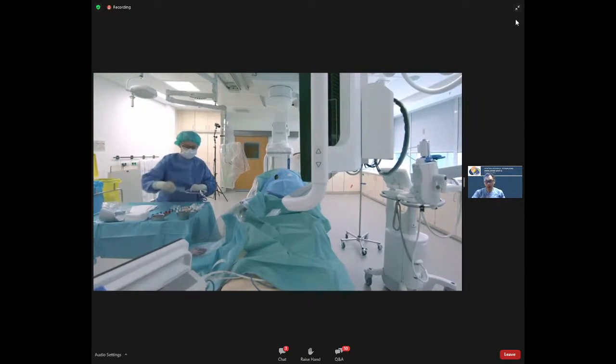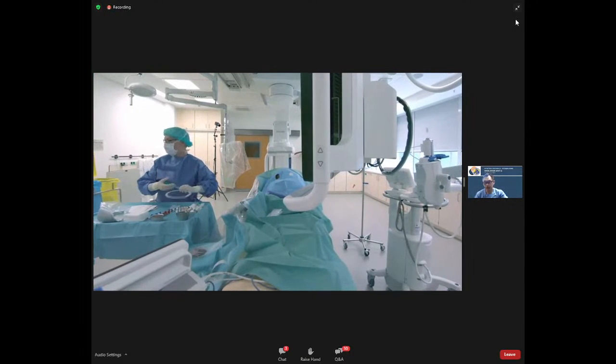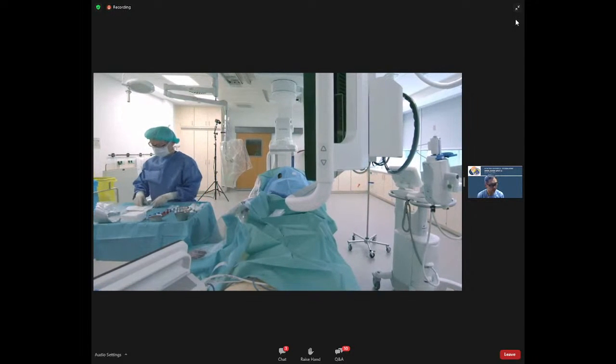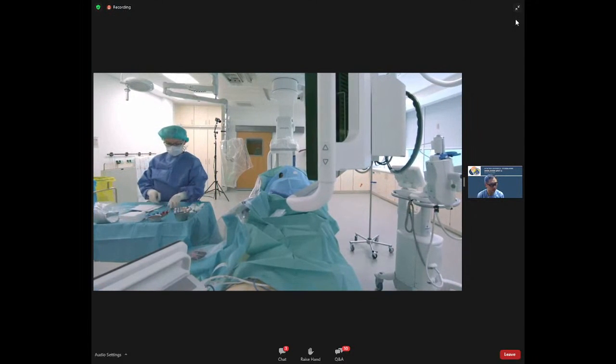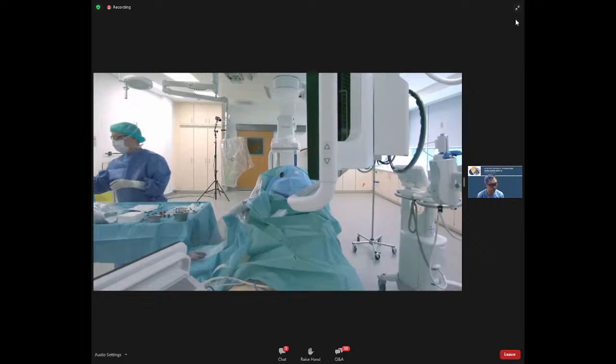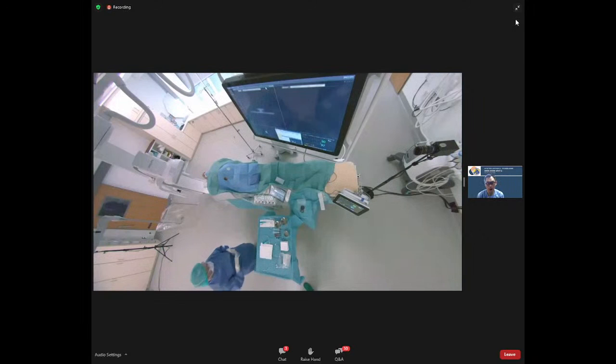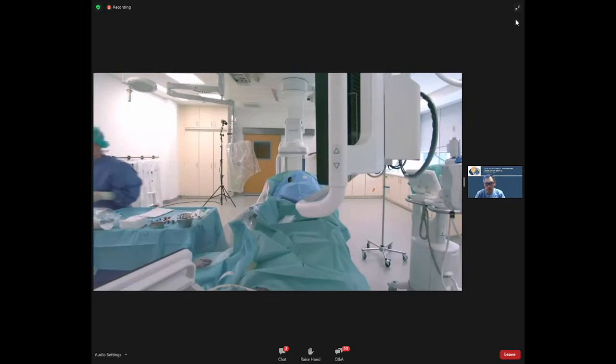The patient is now in the room and is placed as far as possible to the head end of the table. This is very important since you will have the ability to perform the procedure with the C-arm in a propeller position and still be able to visualize the groin when necessary. The patient is covered with sterile drapes, and the IR staff is preparing the room and the materials which will be used for the procedure.